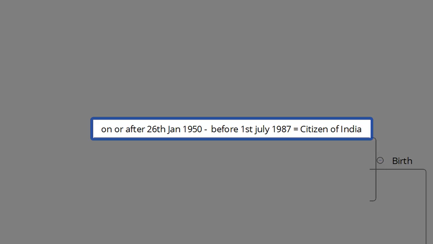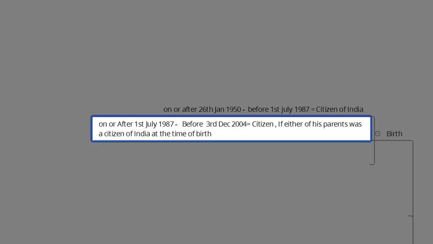First of all, by birth: the person should have been born on or after 26th January 1950 but before 1st July 1987, and he will naturally be a citizen of India. What if he is born on or after 1st July 1987 but before 3rd December 2004? Then also he is a citizen, but either his father or his mother should be a citizen of India at the time of the birth.